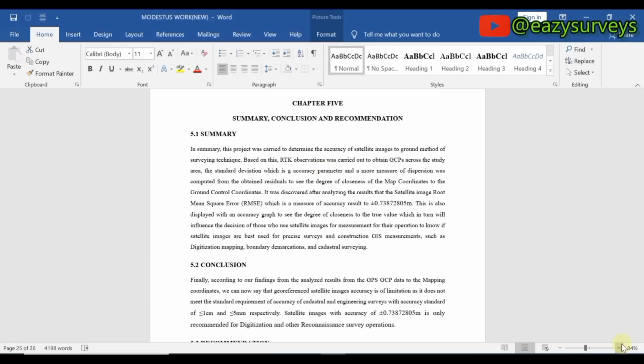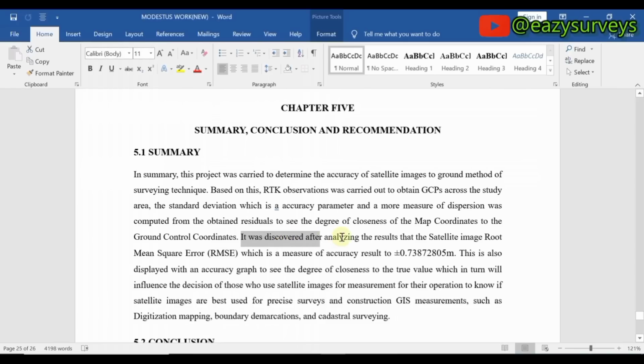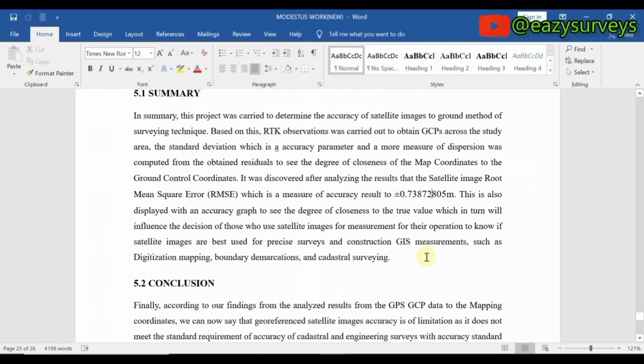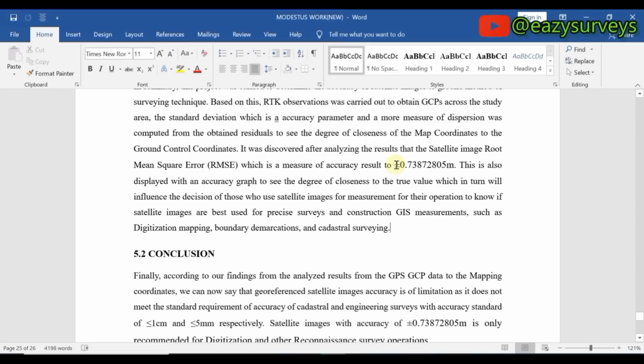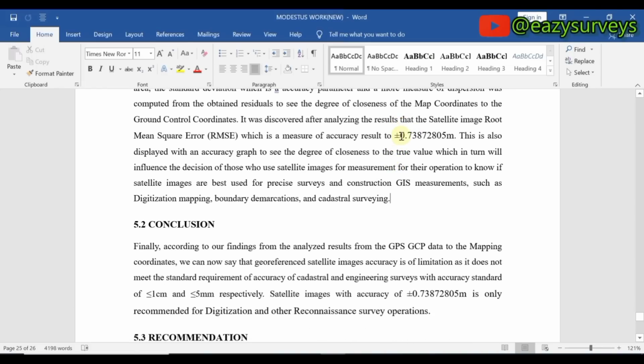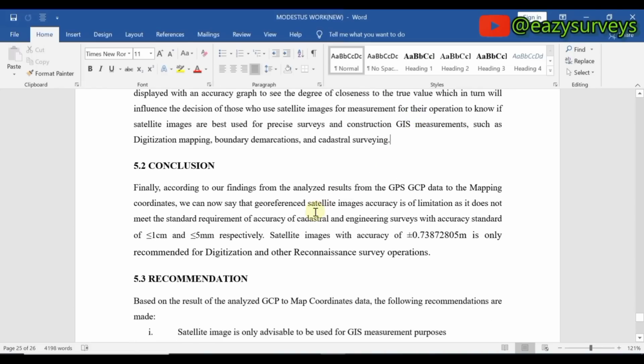The conclusion of the matter is that it was discovered after analyzing the results that the absolute accuracy of the georeferenced imagery gave a root mean square error of plus or minus 0.739 meters. So that is the conclusion of the matter. This is the accuracy of the satellite imagery.